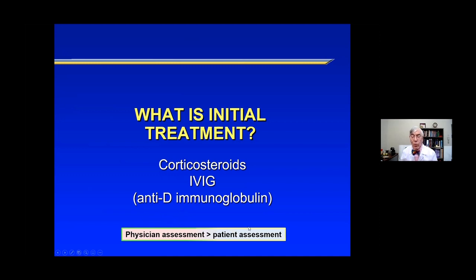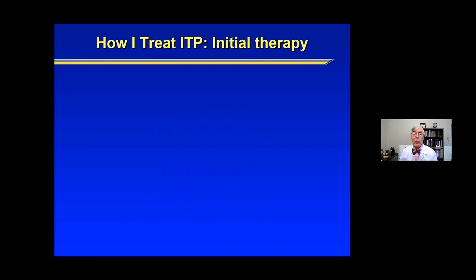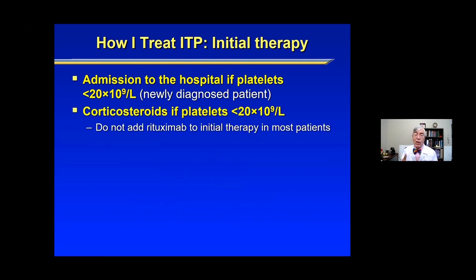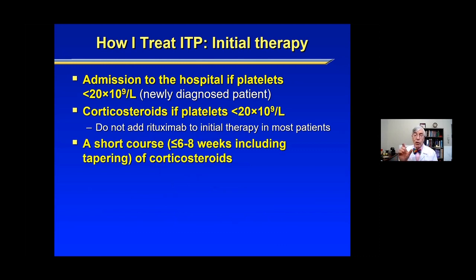And as I'll talk about momentarily, later in the disease course, a patient's assessment of what you want or don't want becomes even more important. So the initial therapy, to summarize, when you come in, if this patient has a platelet count under 20,000, she does, I admit her to the hospital just to get the diagnosis established and to assess her care. I'll give her corticosteroids at a platelet count of 3,000. I will give her a short course, 6 to 8 weeks, and that's including tapering. So patients aren't on steroids for years.